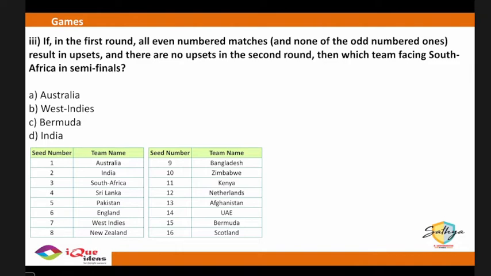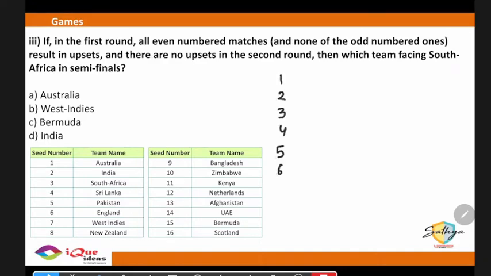Yep. So it says that in the first round, all the even numbered matches result in upsets. So even numbered matches, let's start with the first 8. 1, 2, 3, 4, 5, 6, 7 and 8. So that is match number 2, match number 4, match number 6 and match number 8 would be upsets. So starting with the first one, Australia versus Scotland, not an upset, so Australia won. Then in the second match, which is India versus Bermuda, upset, that means Bermuda wins. Then South Africa versus whatever, South Africa wins. Fourth one is Sri Lanka versus Afghanistan, that means Afghanistan wins.